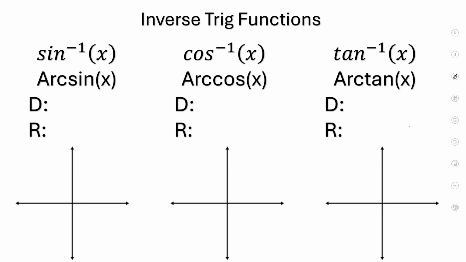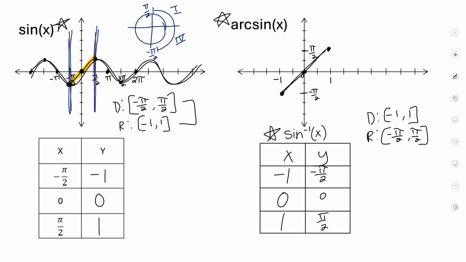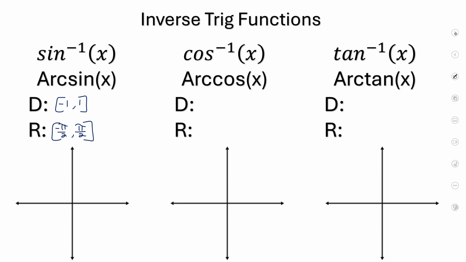So let's fill this out. We said the domain was -1 to 1 for the inverse, and the range was negative pi over 2 to pi over 2. Right? That's what we had right here. Okay, and it only exists in the first quadrant and in the fourth quadrant. These are the only locations where the inverse of sine exists.